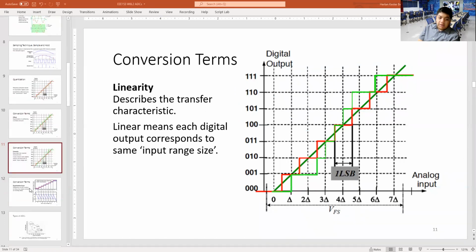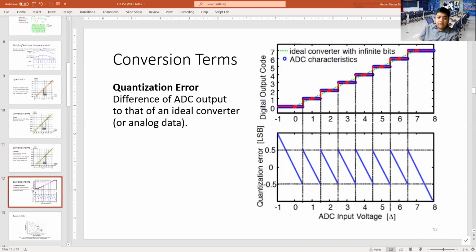Then, yung tinatawag natin quantization error, which is yung difference ng ADC output natin from the ideal na converter or analog data. So basically, ano yung difference ng ating ADC input doon sa equivalent na digital output na code. So you can see here na pag saktong 1 delta yung ating input, nasa 0% error siya kasi sakto siya. Pero pag lumalapit tayo sa 0.5 delta, doon nakukuha yung maximum na quantization error.